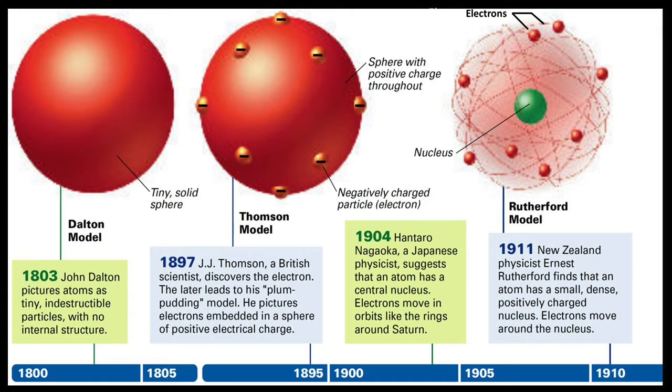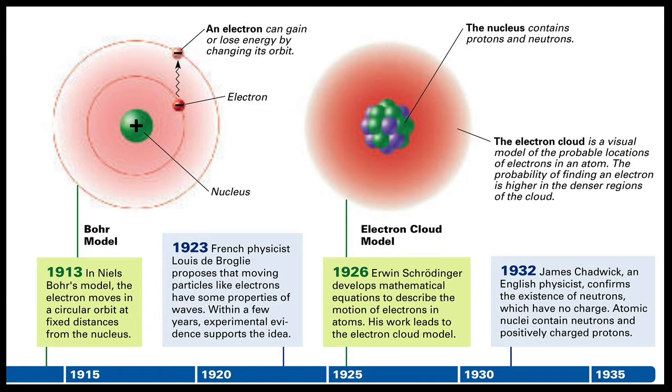Rutherford was from New Zealand, and so we had British, Japanese, and New Zealand scientists up to this point that are recorded as major contributors to the genesis of the atomic structure. Now in 1913, just a couple years later, Niels Bohr's model: the electron moves in a circular orbit at fixed distances from the nucleus. So you can see that they're not necessarily coming up with their own absolutely unique idea. These are all evolving from contributions made before. So you saw an earlier model where they orbit like the rings of Saturn. Nagaoka said that. And then Niels Bohr kind of picks up on that.